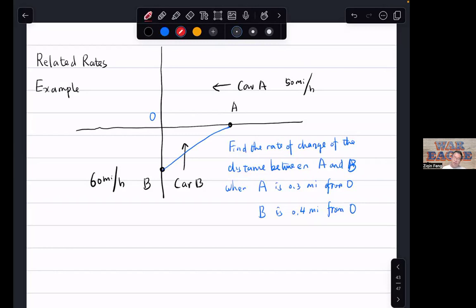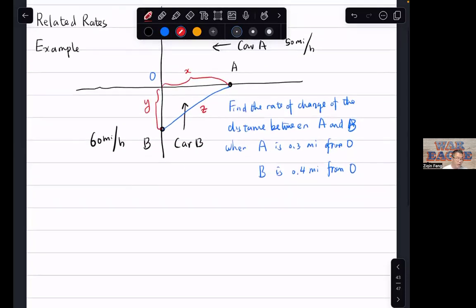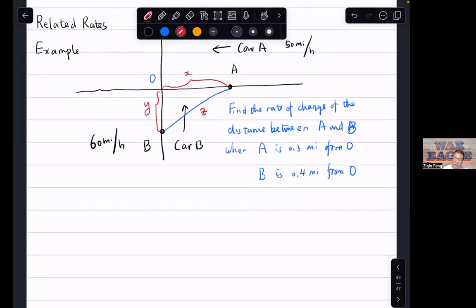Okay, so let's try to set up some functions. Let's call the distance between A and B to be Z. Let's call the distance between A and O here to be X. The distance between O and B here to be Y. So we are looking for dz over dt. Let's try to write down the meaning of x, y, z here.